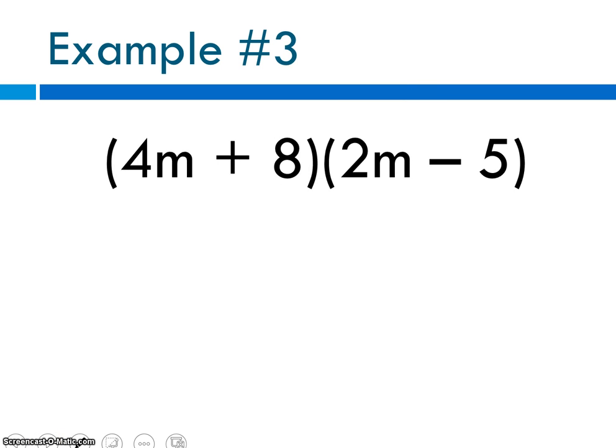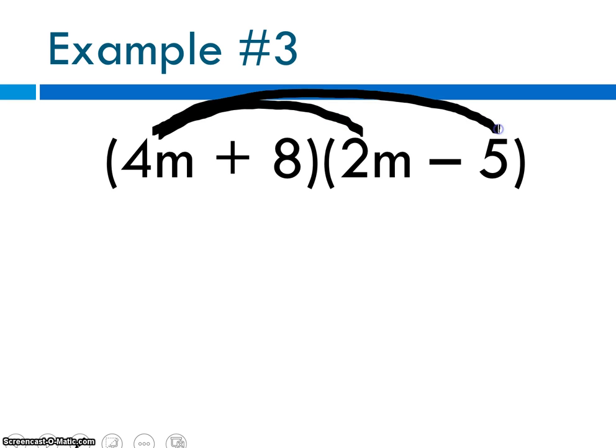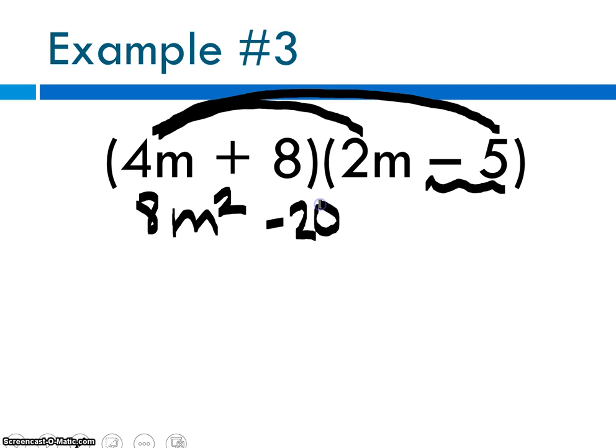The third example is a little more difficult. Here, we've got to distribute the 4m. So we have 4 times 2 is 8. M times m is m squared. 4 times negative 5 is negative 20. And then we tack the m on.